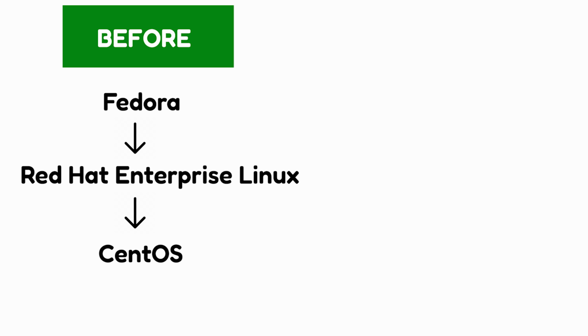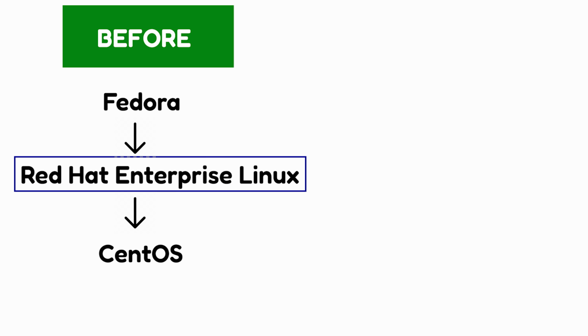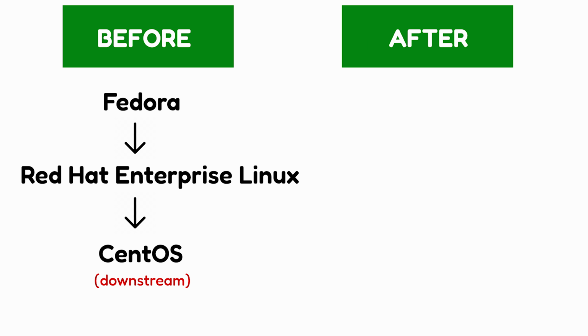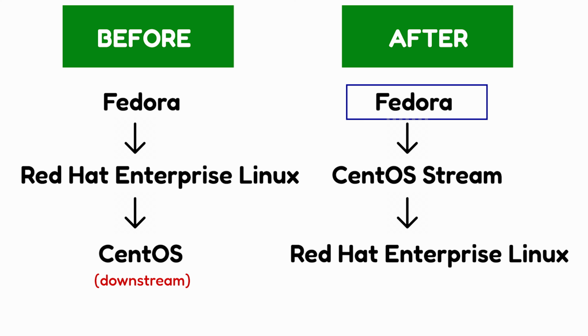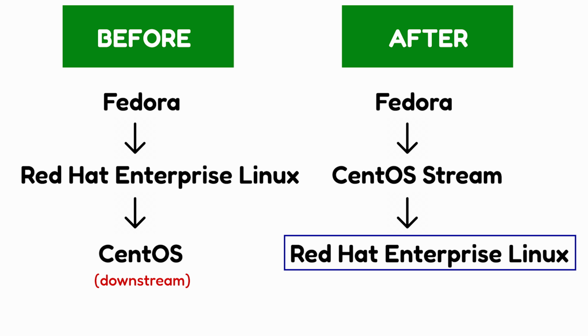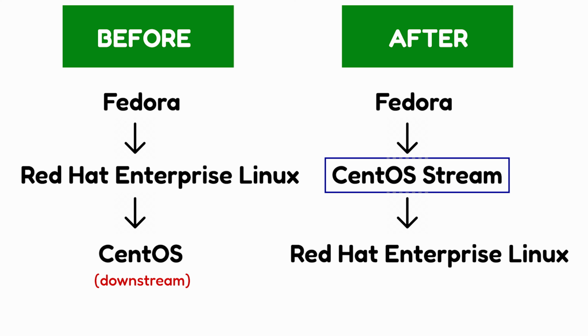Now, here's where things changed. Before 2021, the flow of development looked like this: Fedora, then Red Hat Enterprise Linux, then CentOS. So CentOS was what we call downstream, meaning it receives updates after Red Hat. But in 2021, things changed. The flow became Fedora, then CentOS Stream, then Red Hat Enterprise Linux. This means CentOS Stream is no longer a copy of Red Hat. Instead, it is a preview of what is coming into Red Hat. That's why it is now called upstream.